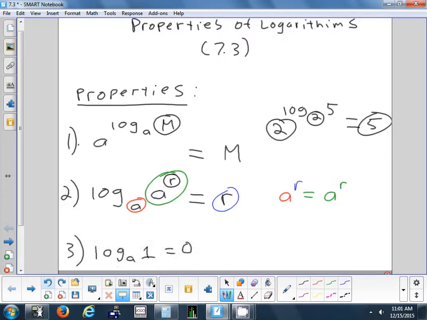All right, let's try this one. Rule 3 says that the log of 1 with any base is always 0.